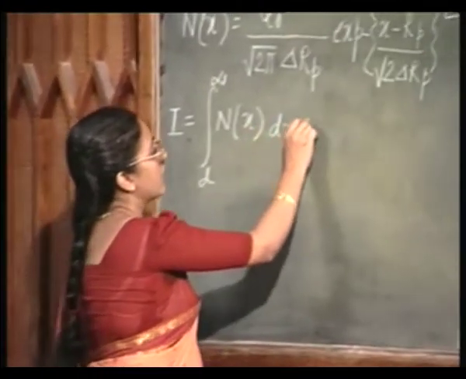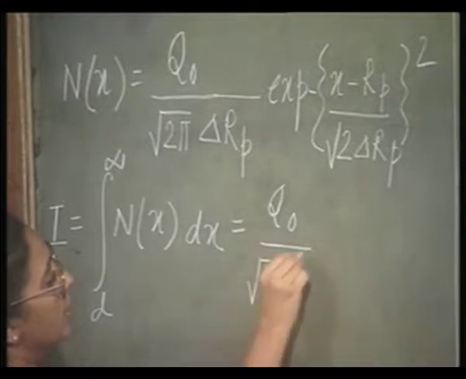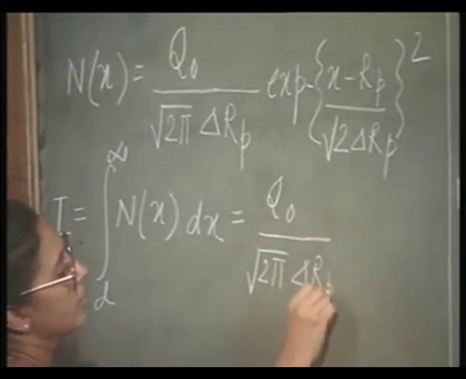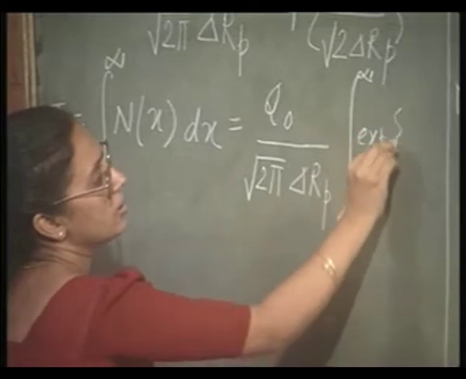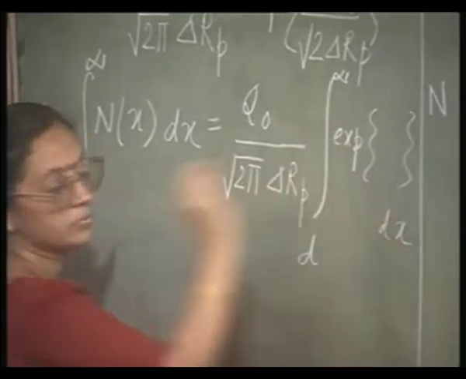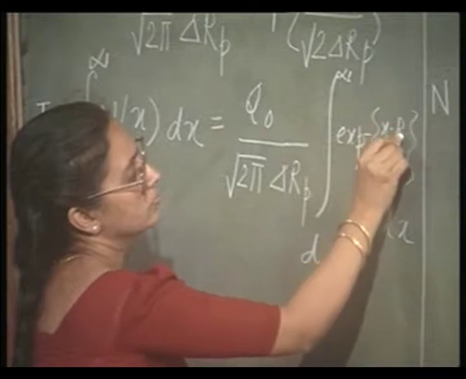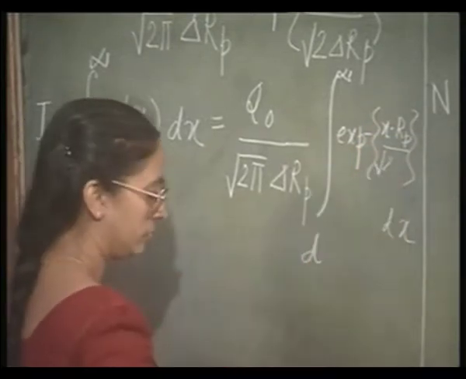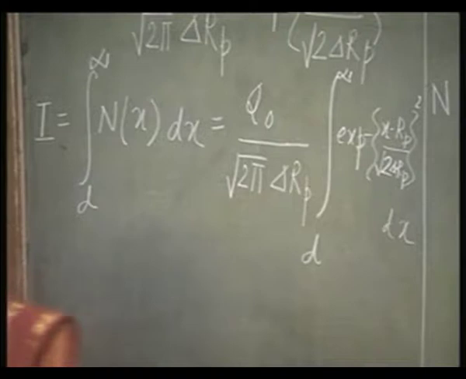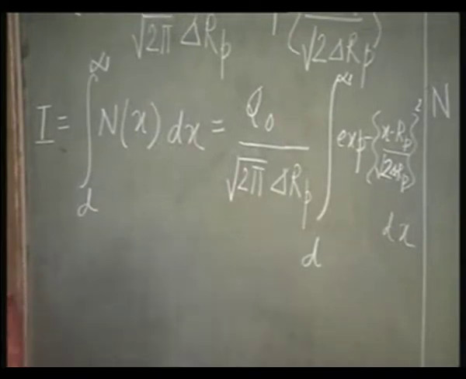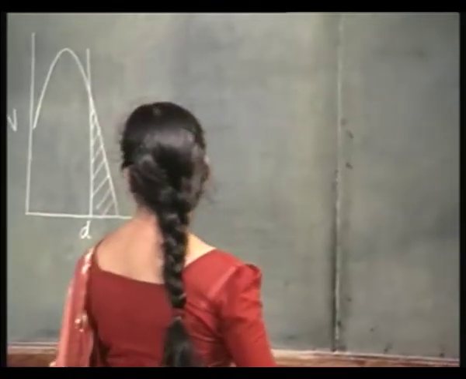So, this can be written as Q0 by root 2 pi delta Rp, integral d to infinity, exponential. Now, let us see.